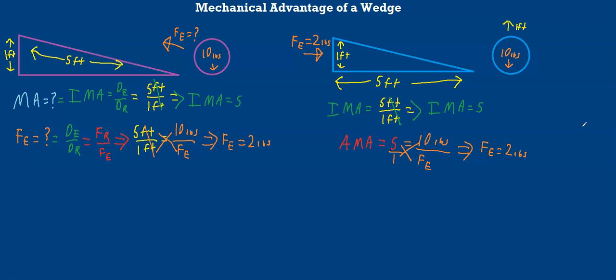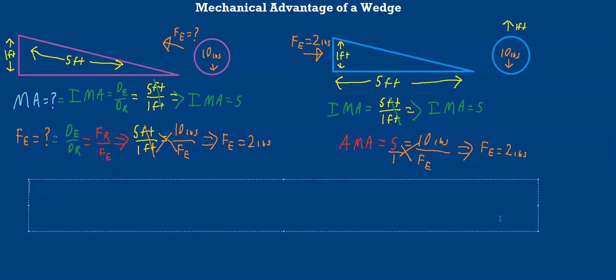And so a wedge is a simple machine. It's just a moving inclined plane that we might use for different reasons. In fact, we can go ahead and define a wedge for ourselves real quick. Let's go ahead and write it out. A wedge is a moving inclined plane that is used to either lift, split, or tighten objects.